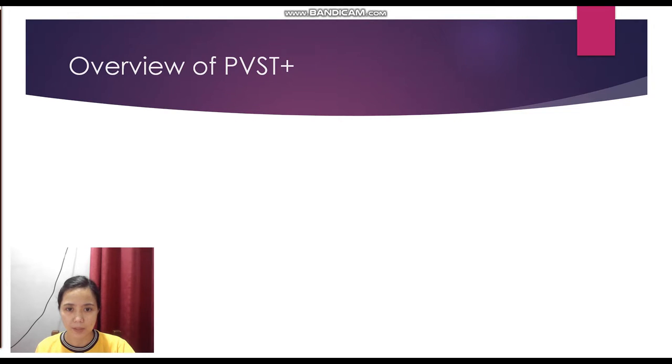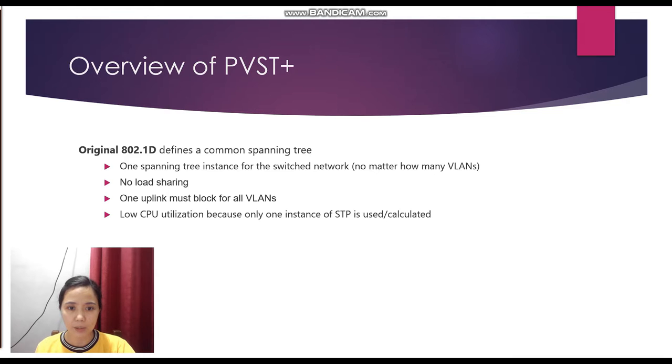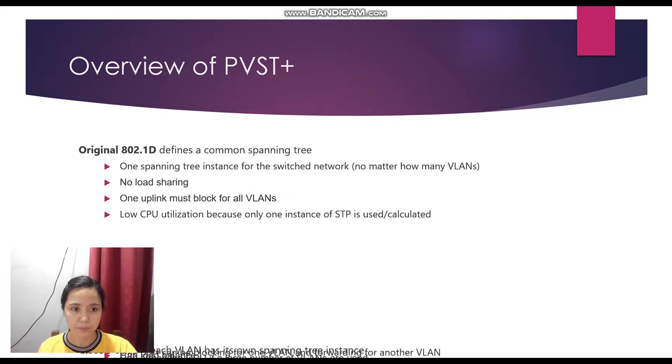Overview of PVST+. The original 802.1D defines a common spanning tree. One spanning tree instance for the switch network, no matter how many VLANs. There is no load sharing. One uplink must block for all VLANs, and there is low CPU utilization because only one instance of STP is calculated.